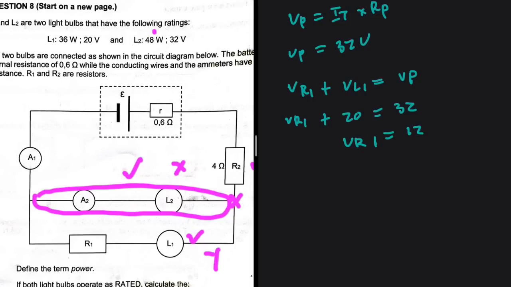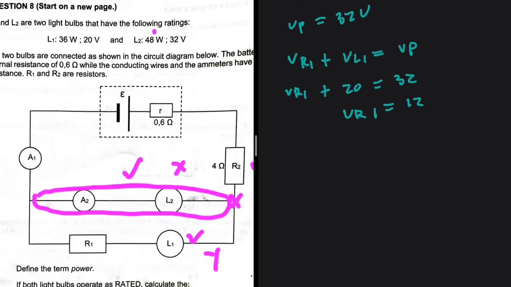But we know the current that passes through R1. So V of R1 can also be equals to I multiplied by R. So V of R1 is 12.